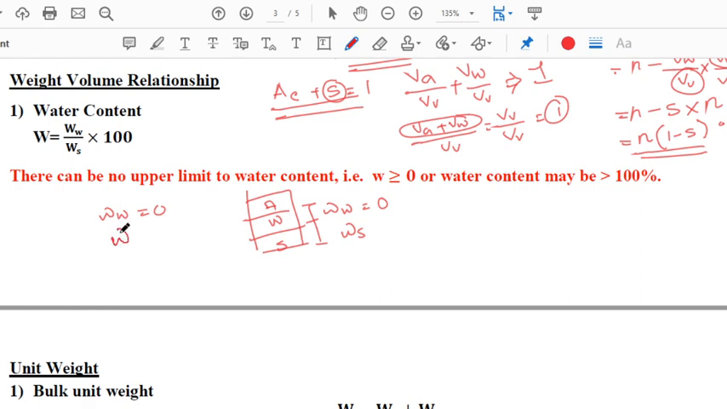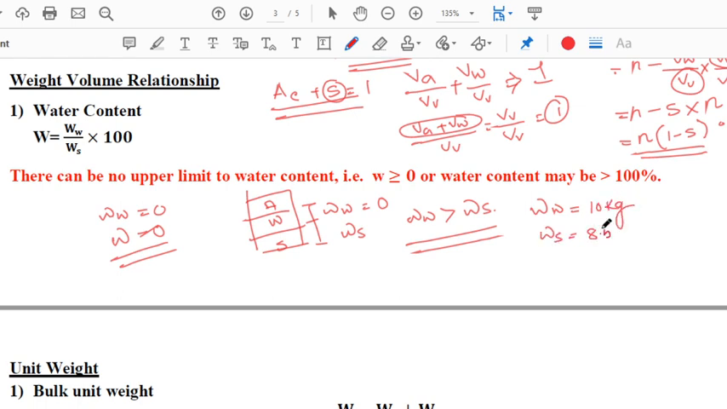So we can say water content can be equal to 0, and it can have any value greater than 0. Why? Because weight of water can be greater than weight of solids also. Say we are getting weight of water as 10 kg and weight of solids as say 8.5 kg, so it is coming out to be greater than 1. It is also possible. For that, there is no upper limit to water content. It can have any value greater than or equal to 0, and water content may be greater than 100% as well.